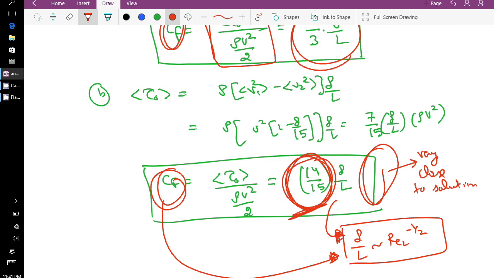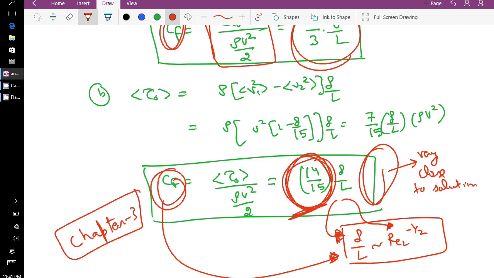Just a quick note that delta by L goes as Reynolds number to the minus half, so Cf is also going to go as Reynolds number to the minus half, and that's true. So please go to chapter 3 if you want to see the correlations that we discussed once before, back in part one.